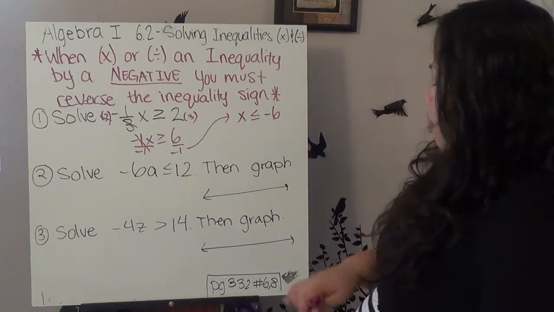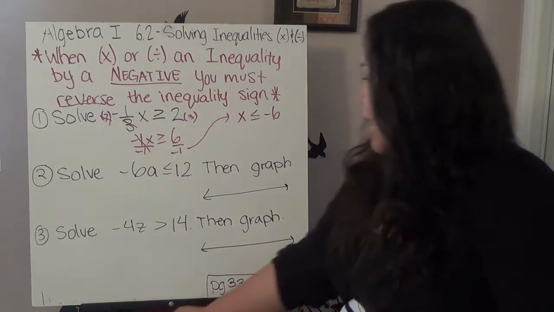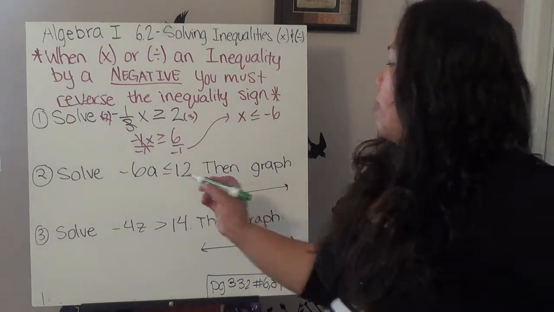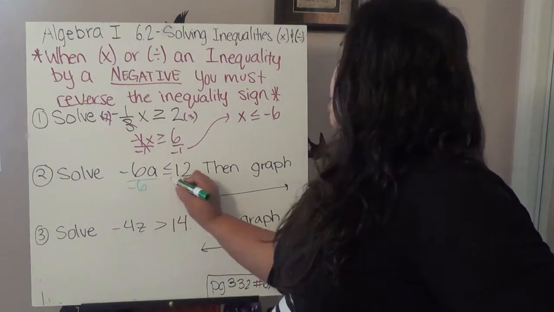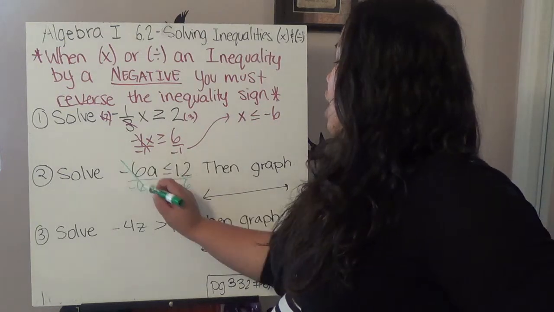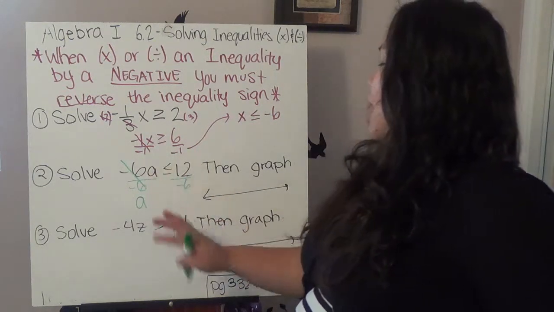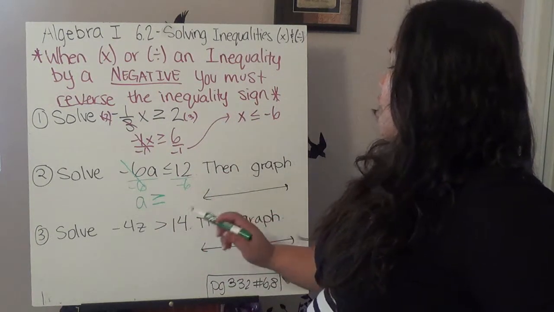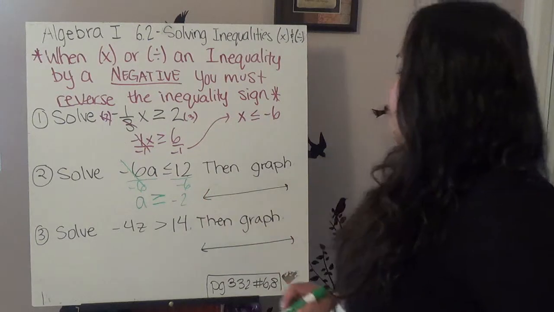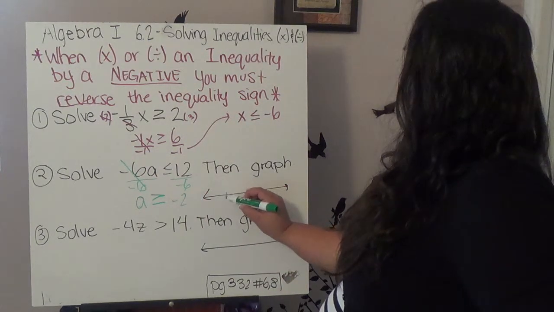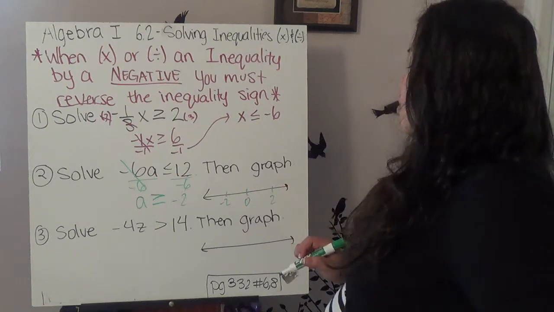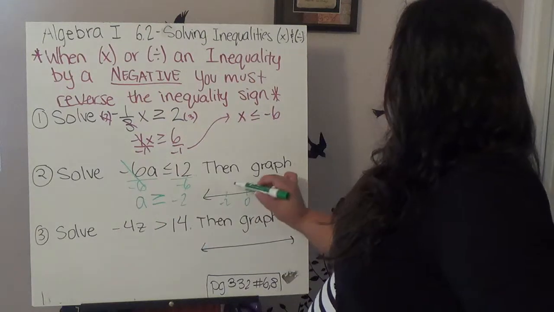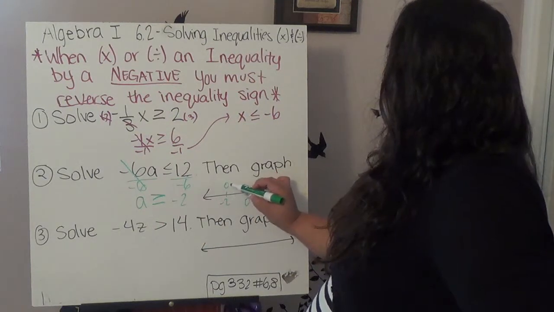Let's try it again. The next problem is negative 6a is less than or equal to 12, and they want us to graph it afterwards. So I'm going to divide this by negative 6. And again, I'm dividing by a negative. This cancels out, I end up with a, but because I divide by a negative, I need to flip from less than or equal to greater than or equal to. 12 divided by negative 6 gives me negative 2. So if this is 0, this is negative 2, and this is 2. Open or closed circle? Remember from last time, because there's a line underneath, it's going to be an open circle, and it's all the numbers greater than a.